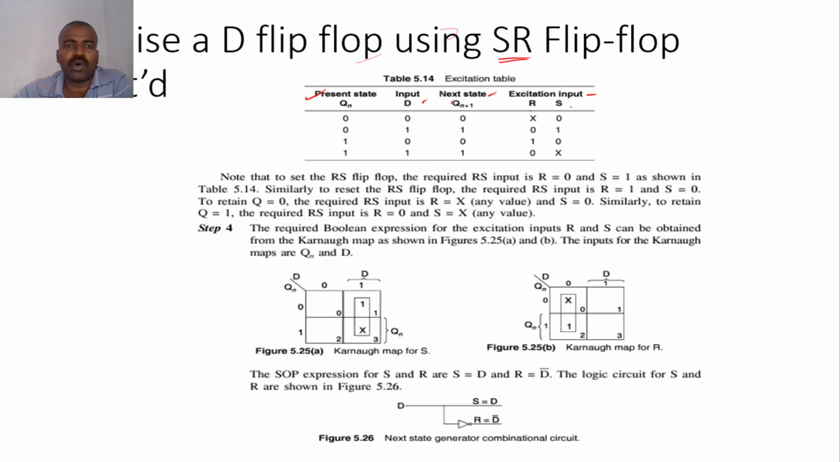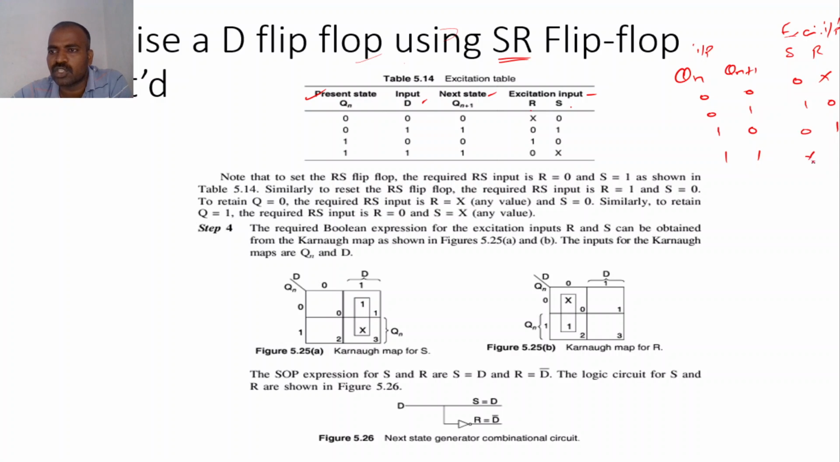Okay, so while going for an excitation table, Qn and Qn plus 1 are going to act as the input, and S and R are going to act as the output. That is, these are the excitation inputs. So 0 0, 0 1, 1 0, 1 1. For SR excitation inputs, 0 0 is 0, don't care; 0 1 is 1, 0; 1 0 is 0, 1; and 1 1 is don't care, 0.